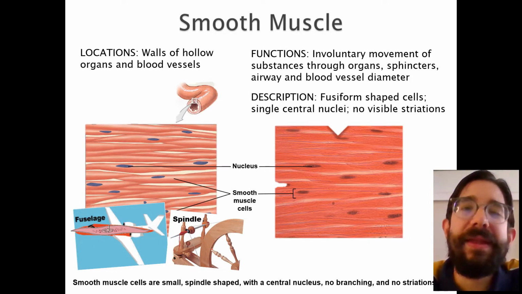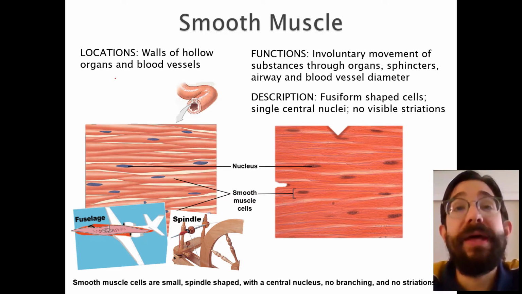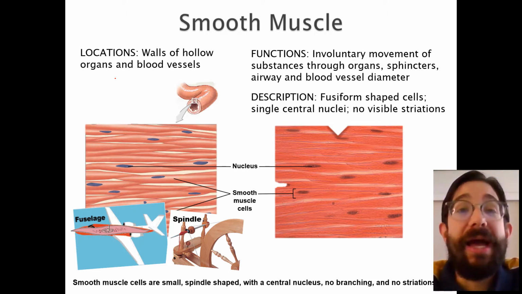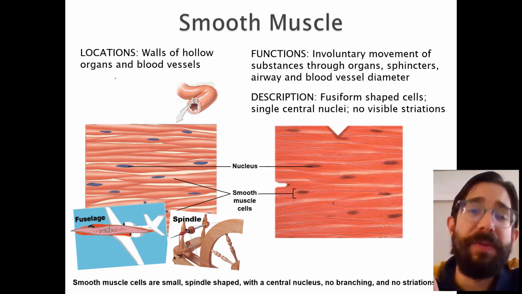Smooth muscle is not attached to bone and skin. Smooth muscle is found in the walls of hollow organs and blood vessels. So pretty much your entire GI tract, right? Starting with your oral cavity down to your anus, most of that is all smooth muscle.